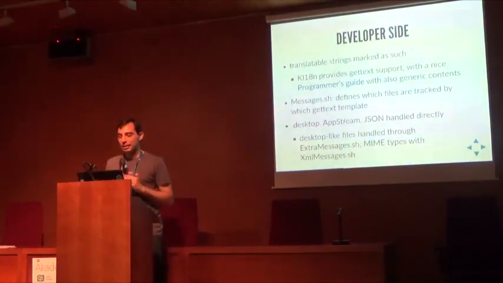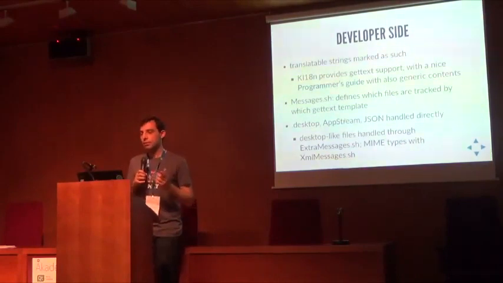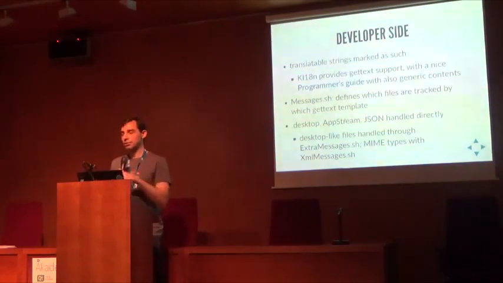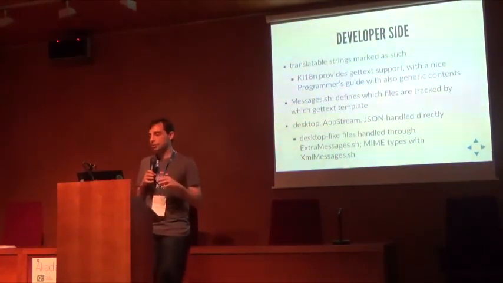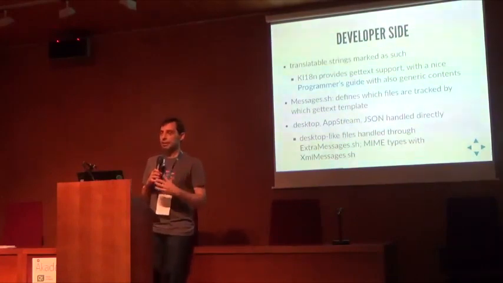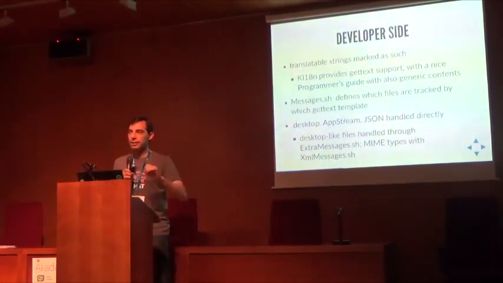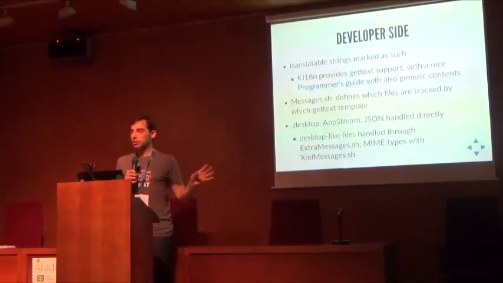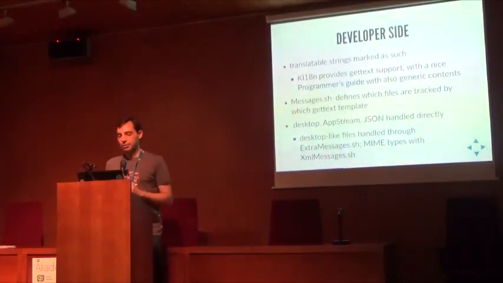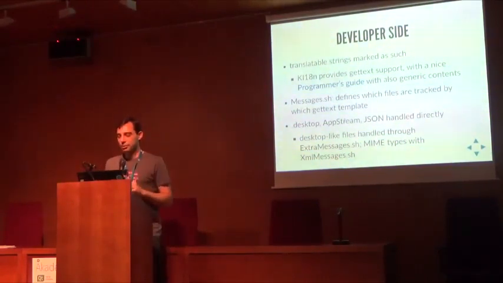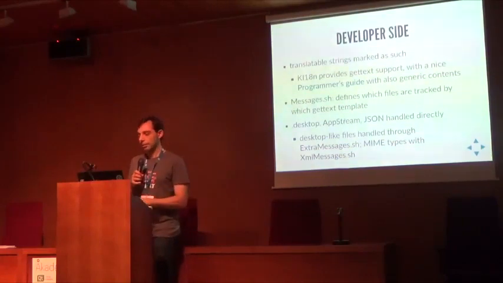And just so you may see in the code some files called messages.sh. Those files can be found standalone. You can just do like bash messages.sh. But they are in a way shell scripts, and they are used to define which files are targeted by which GetText template. So like take all the files in this directory and extract them into this GetText template. There is some handling of desktop, upstream and JSON files. They are under the directory of the translation scripts. You may see some other XML messages there used to manage the desktop files and translatable mime types.